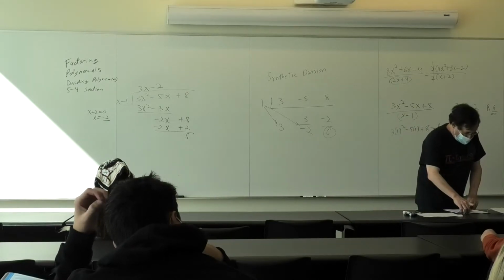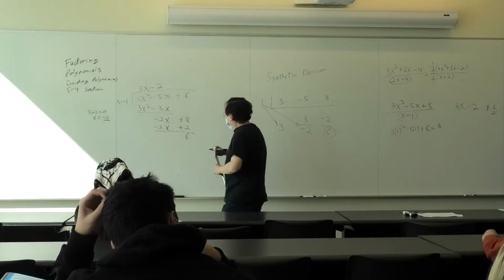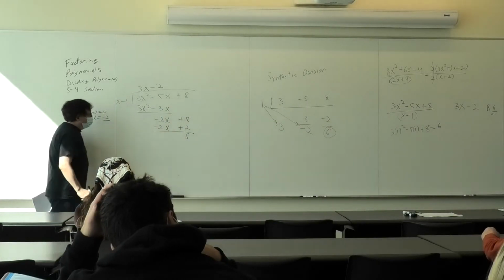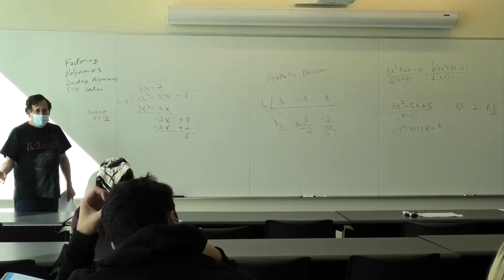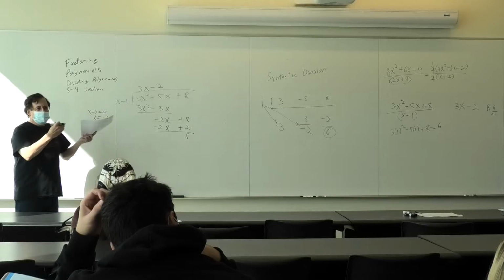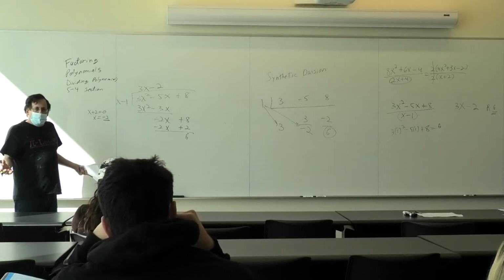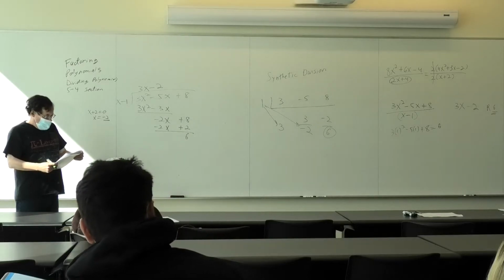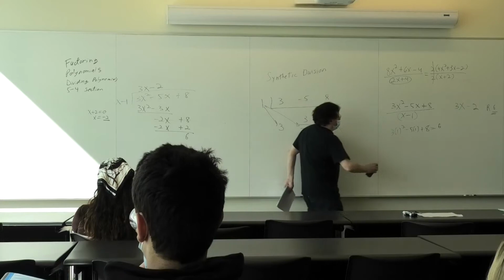All right, so one of the reasons we looked at division is when you're trying to factor, if you think you have a factor, you can divide it out and see if you get a remainder. If you don't get a remainder, then it was a factor. I'm going to clean up the board here.